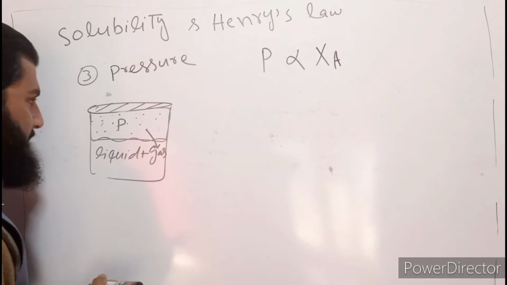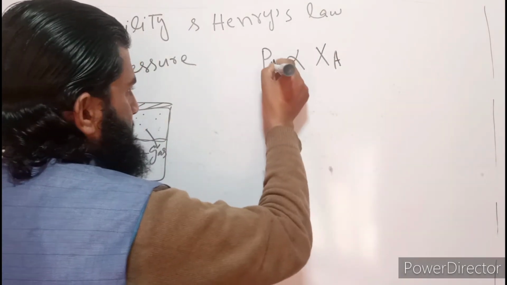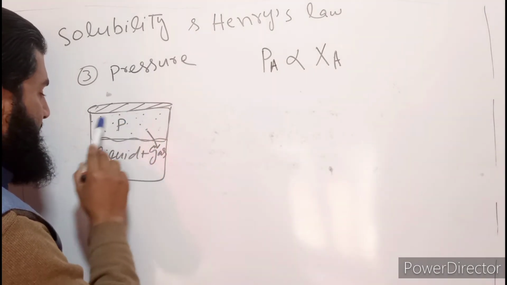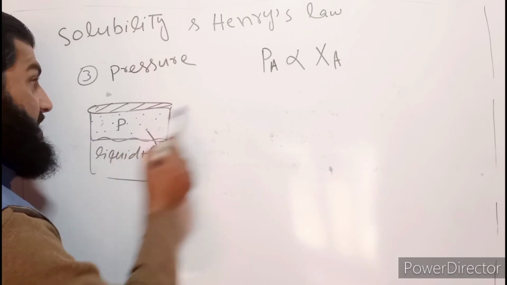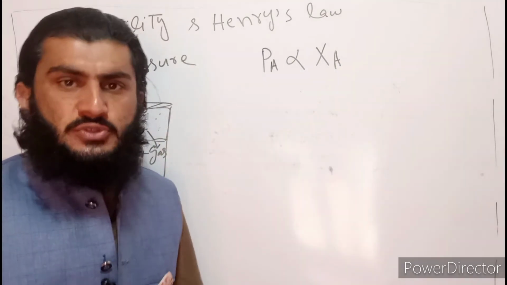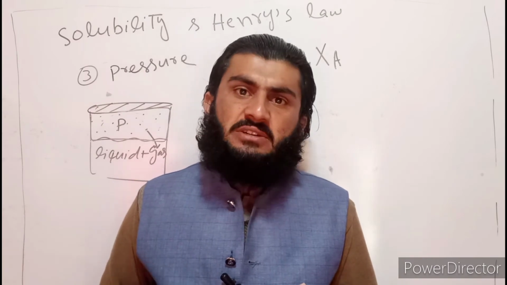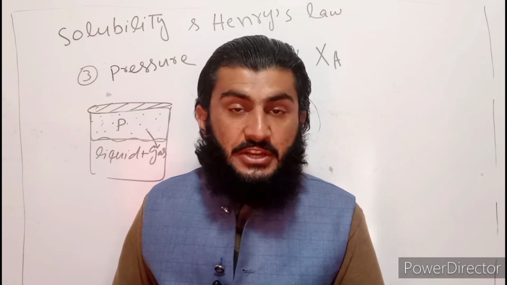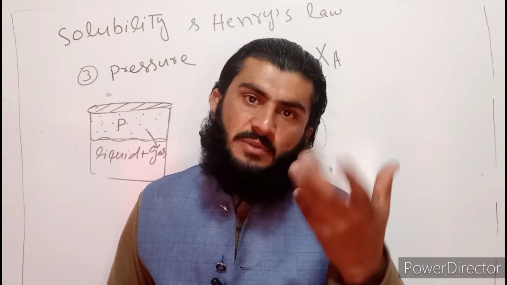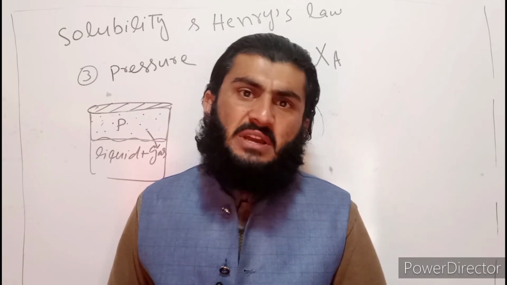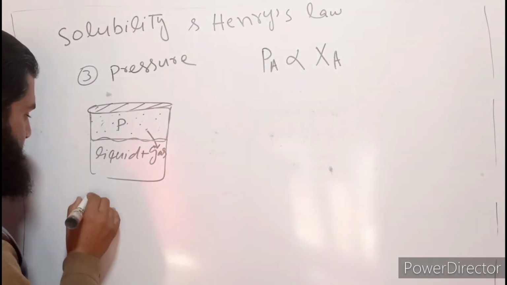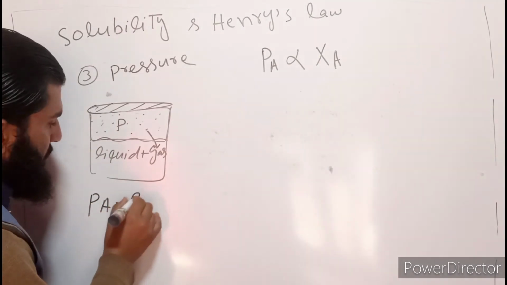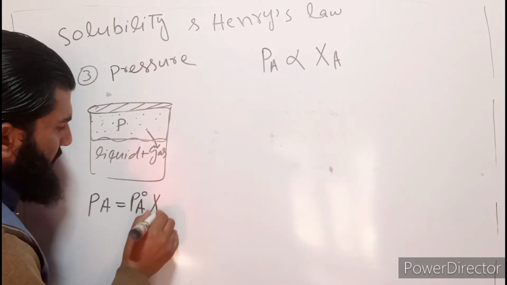For example, A. Clear? Suppose the partial pressure of the gas above the liquid surface is directly proportional to the mole fraction. So if the mole fraction of any gas in a liquid increases, it means more vapors of this gas will be formed. Clear? Because you know that the partial vapor pressure of any substance in a solution form is equal to P naught A multiplied by the mole fraction of A.